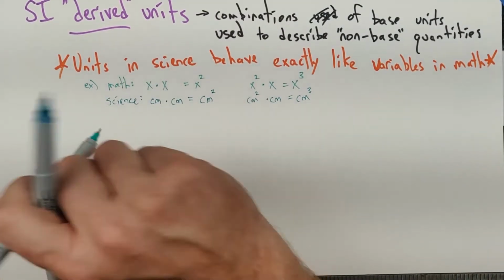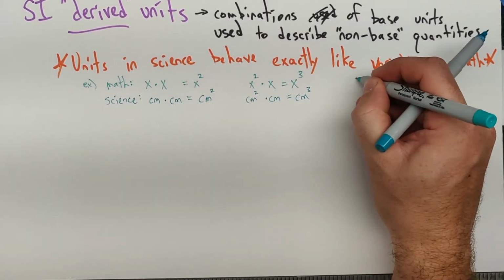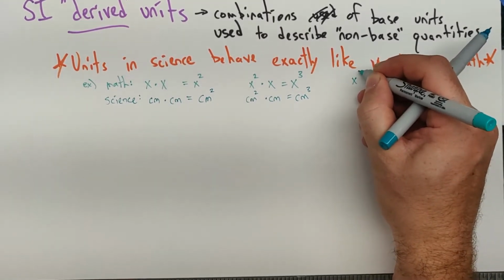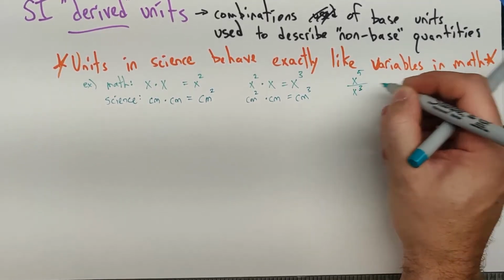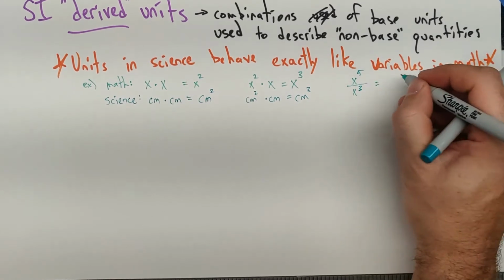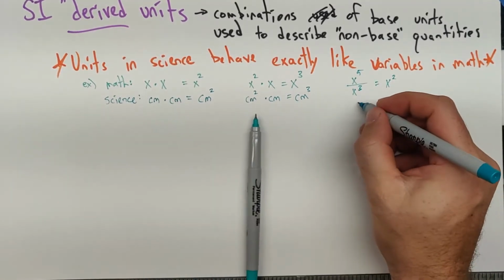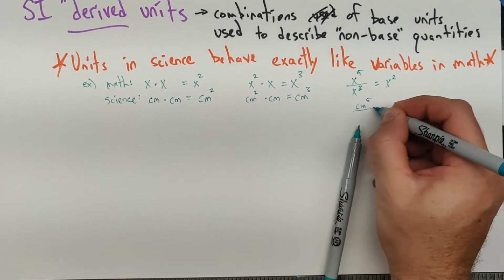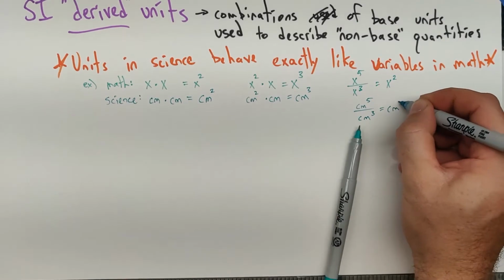And the same is true as you do division. You could have x to the fifth over x to the third, and when you divide variables of like term, you subtract the exponents. 5 minus 3 is 2, it'd be x squared. And if you had centimeters to the fifth over centimeters cubed, you'd end up with centimeters squared.